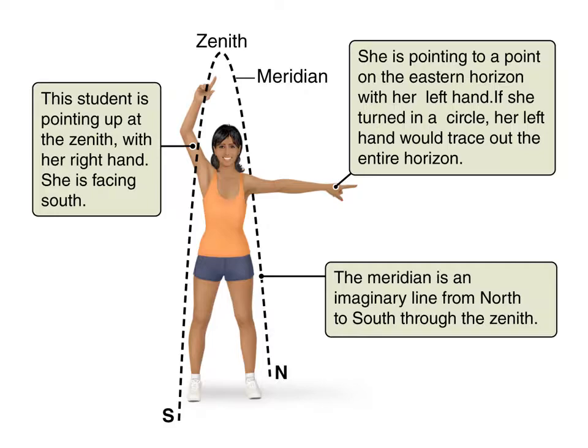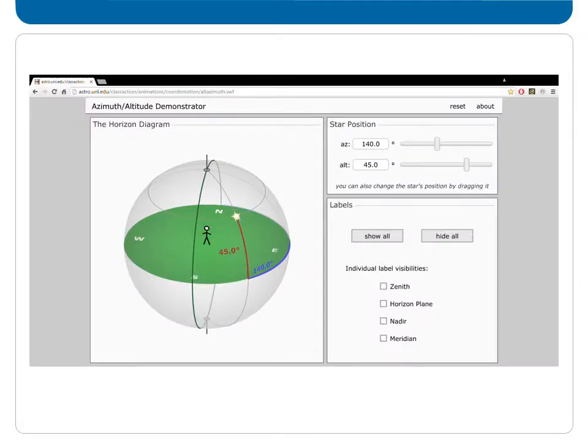We can use the University of Nebraska's altitude and azimuth demonstrator to visualize the local horizon coordinate system. In the local horizon coordinates, the location of a point in the sky is given by its altitude and azimuth. Altitude is the angle from the horizon towards the zenith, and azimuth is measured in degrees east of due north.